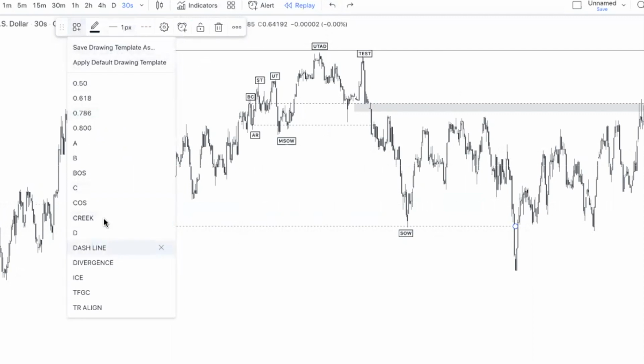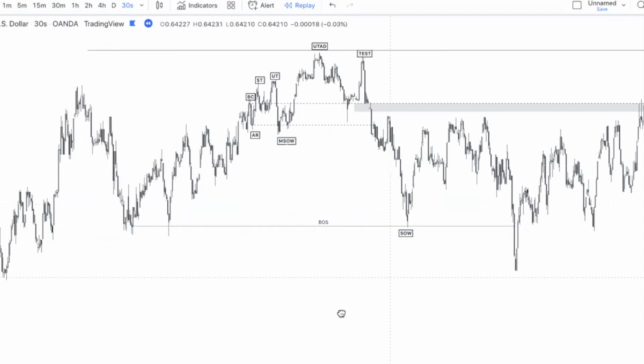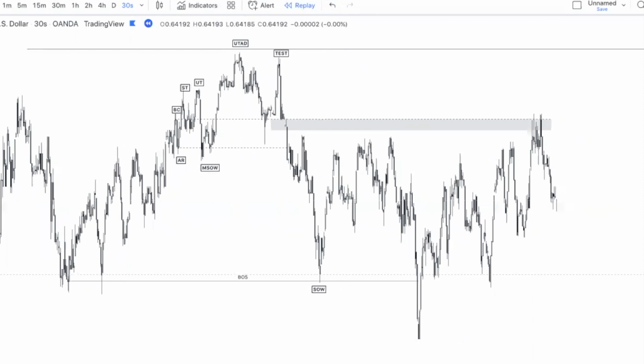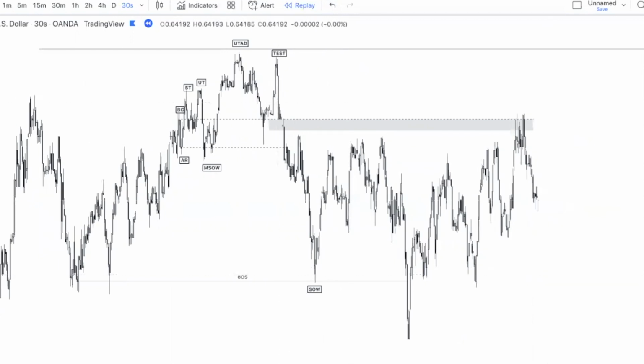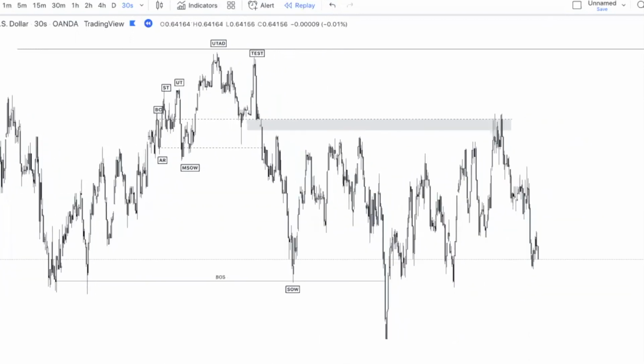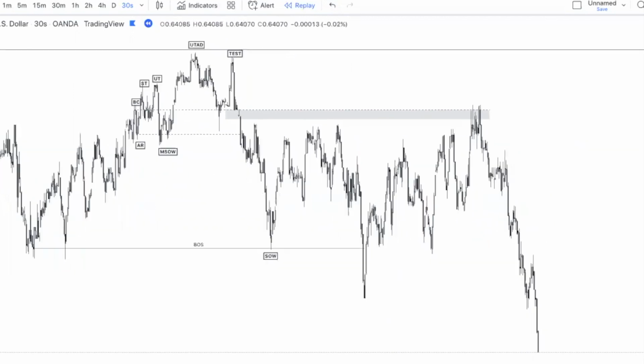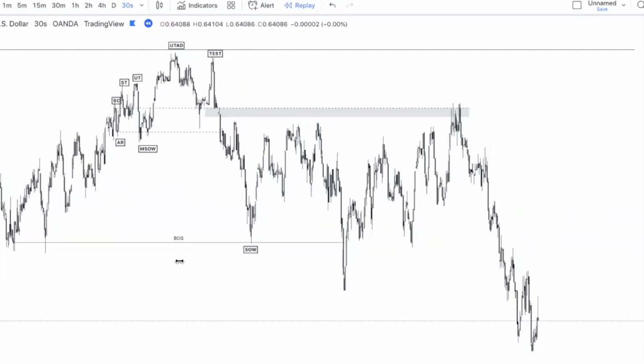I'm not sure, waiting for an intro. So this is breaker structure. Risk to reward on this is going to be trash, I think, unless we're at the top of the range. Okay, so it could be decent.